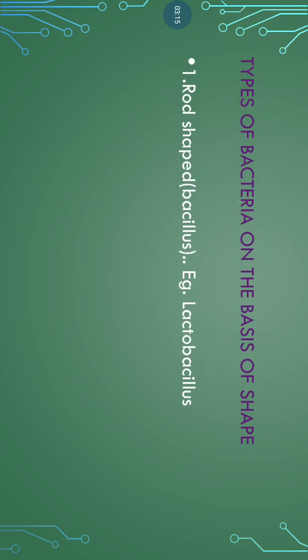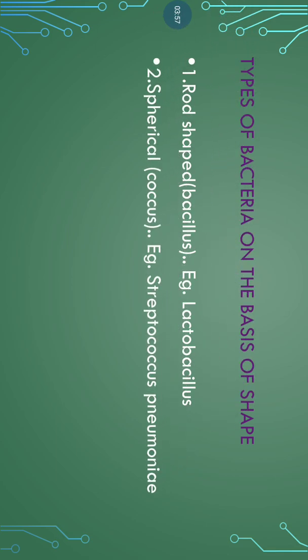The first type of bacteria has a rod-shaped body, and scientifically that is known as bacillus. Bacillus bacteria are all rod-shaped bacteria. One example of this rod-shaped bacteria is lactobacillus, which converts milk into curd. So this is a very useful bacteria for us. One more bacteria is Bacillus anthracis, that causes a disease named anthrax in animals. So it can be useful or harmful.